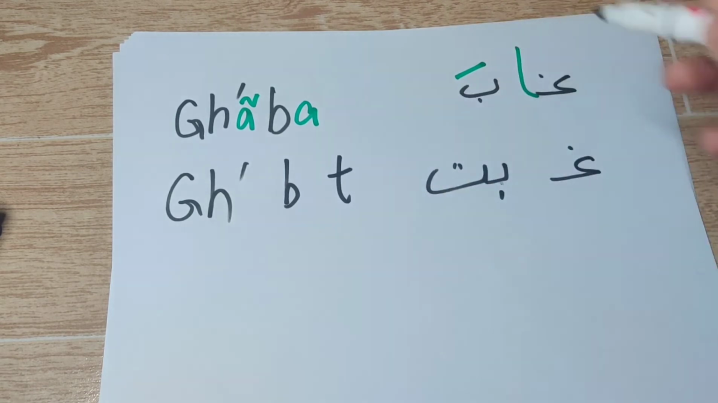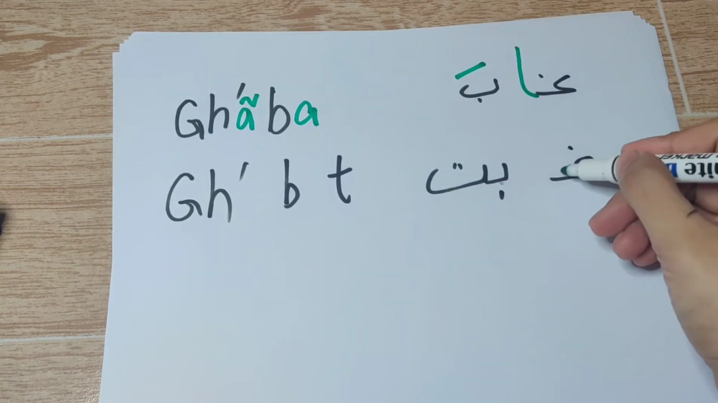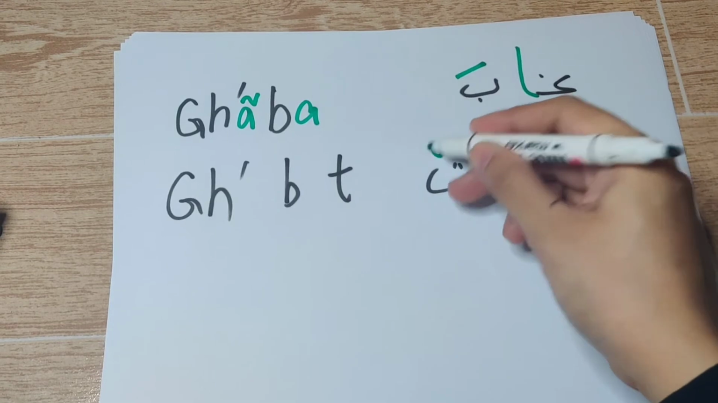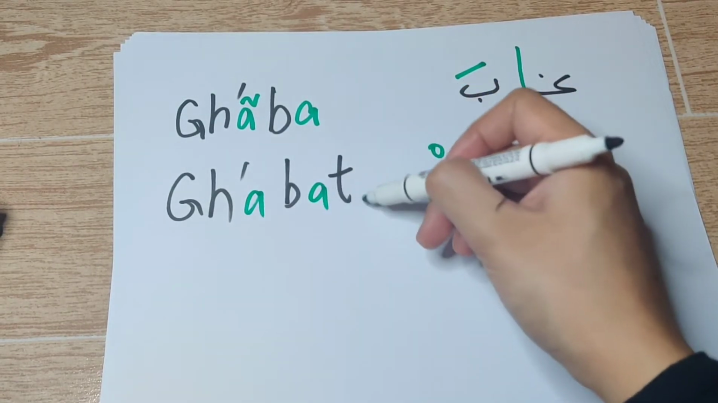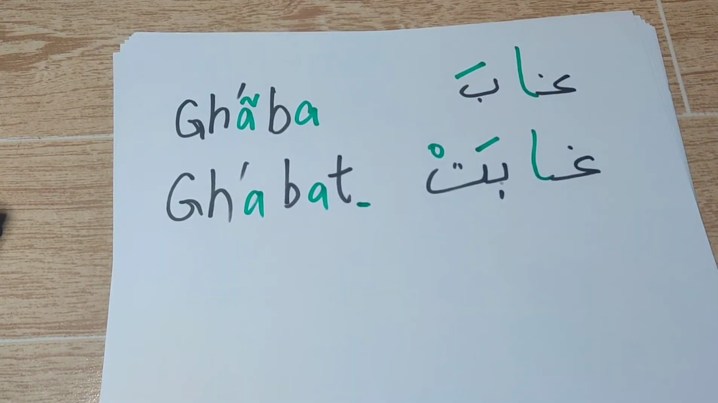And then for female, we add ta. It's called the female ta. We add ta and sukun. So we say ghabat. She is absent.